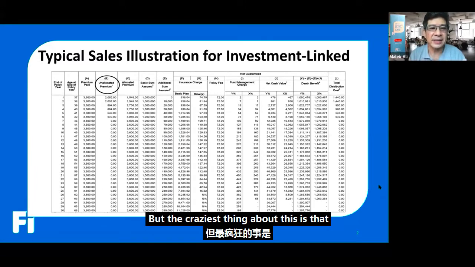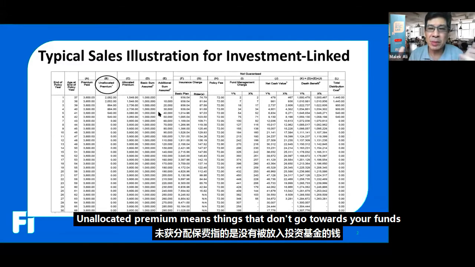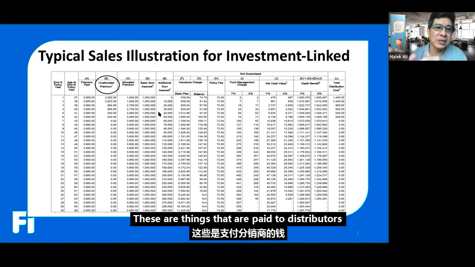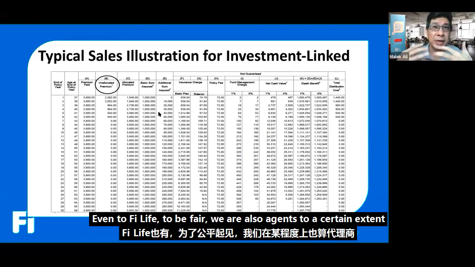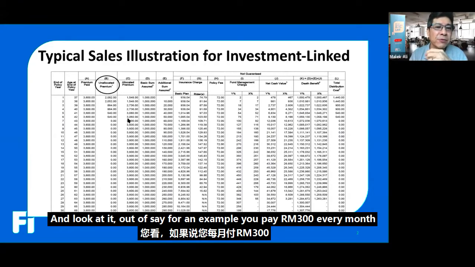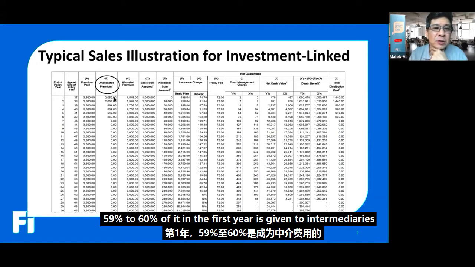But the craziest thing about this is that bit I've circled here, unallocated premium. Unallocated premium means things that don't go towards your funds. These are things that are paid to distributors, commissions that are paid to life insurance agents, even to Life. To be fair, we are also agents to a certain extent. And look at it. Say, for example, you pay 300 every month, it's 3,600 every year. 59% to 60% of it in the first year is given to intermediaries.